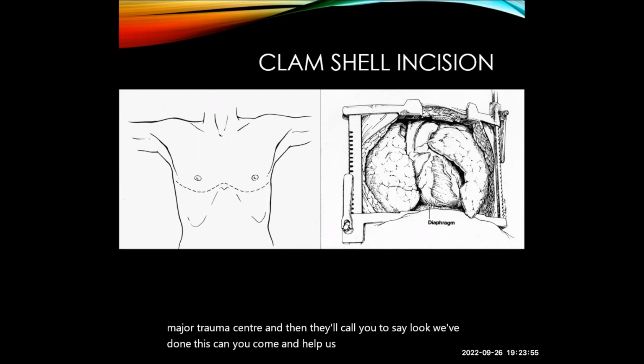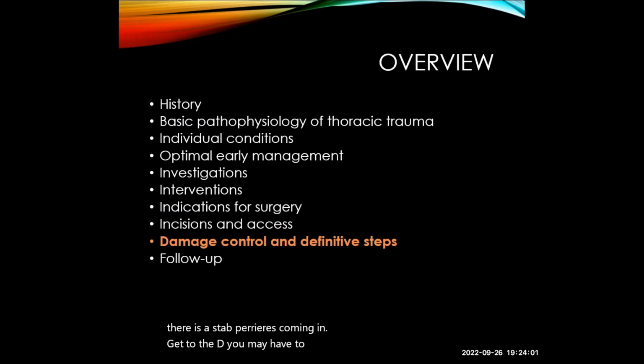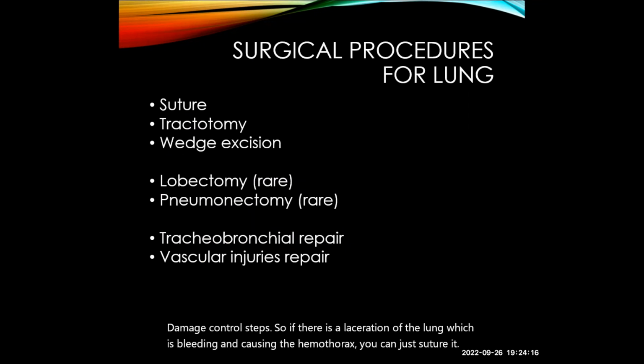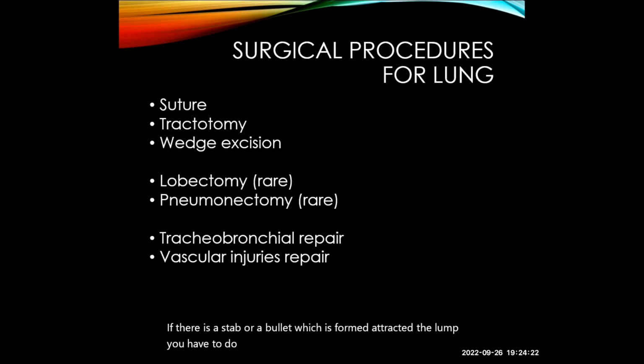Or they would say, look, there is a stab, peri-arrest coming in, get to the ED, we may have to crack open. And once you're in, you have to decide what is a definitive step, damage control steps. So if there is a laceration of the lung which is bleeding and causing the hemothorax, you can just suture it. If there is a stab or a bullet which has formed a tract in the lung, you have to do a tractotomy. Sometimes you can just take it out as a wedge resection.